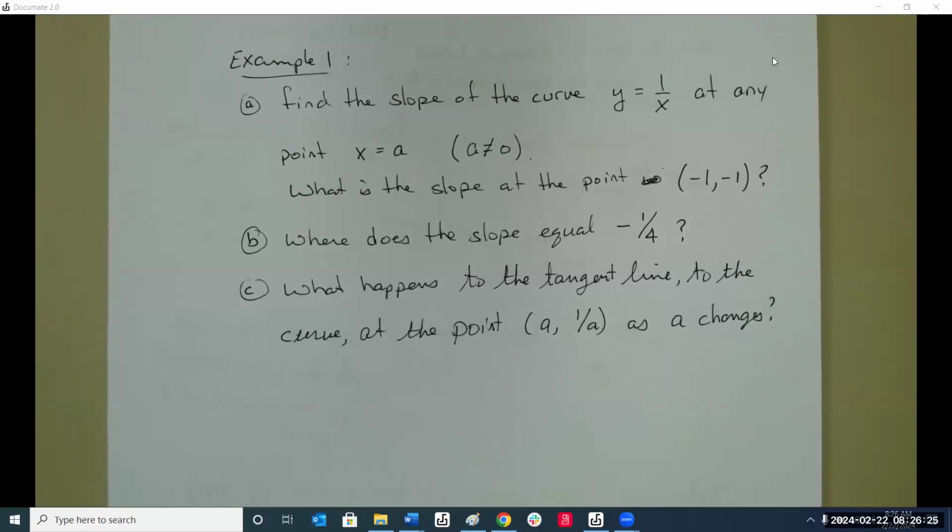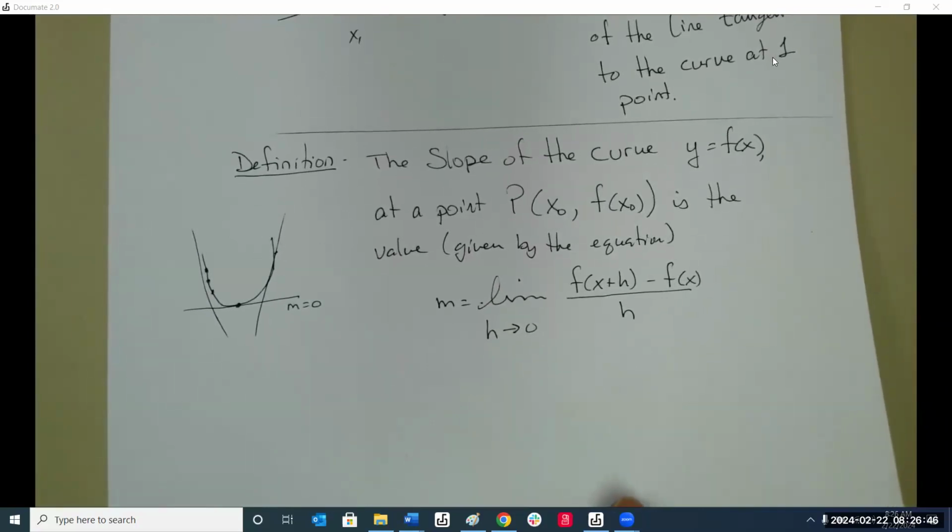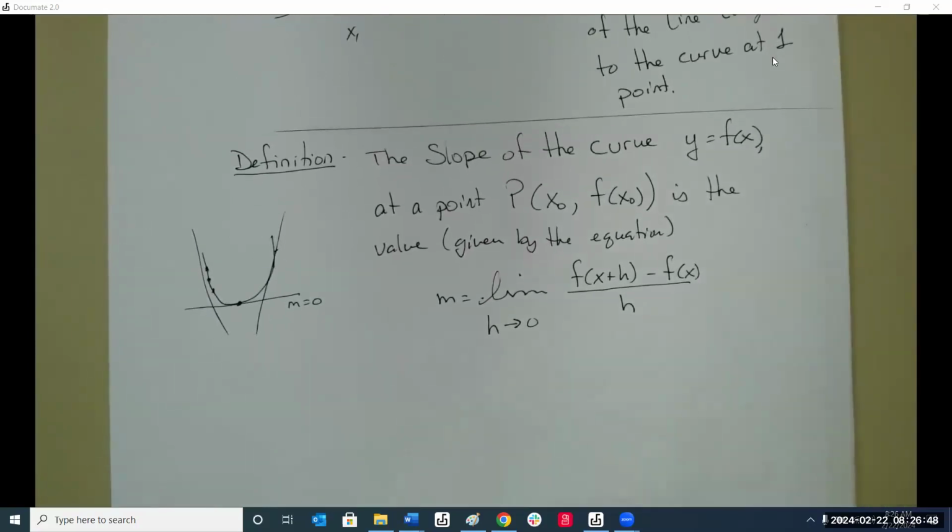All right, so let's look at the first one. Find the slope of the curve y equals 1/x at any point x equals A. How do we do that? Have we defined the slope anywhere on this page? The limit.